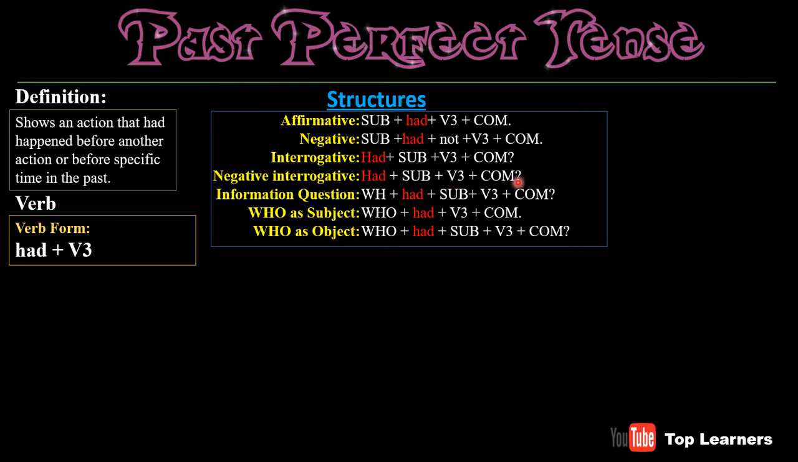If you want to form a WH question or information question, you can use a WH word at the beginning. WH word, had, subject, verb 3, and complement. If you want to know about the doer of an action, you can use who, had, verb 3, and then complement. If you want to know about the receiver of an action, then you can use the structure of who as the object. Who, had, then subject, verb 3, and complement.